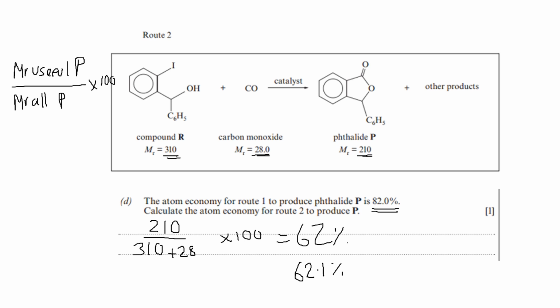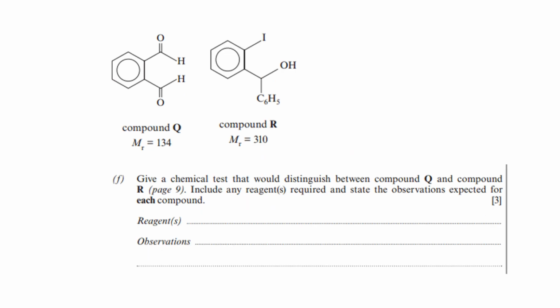And then the last exam question here has 2 compounds, compound Q and compound R, and you need to give a chemical test that would distinguish between the 2 compounds. So it needs to be a test that will give a positive result for one and a negative result for the other. Compound Q has aldehyde functional groups. Compound R is a secondary alcohol. And you've also got iodobenzene. This is a benzene ring, by the way, C6H5.